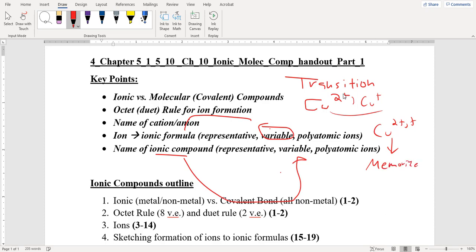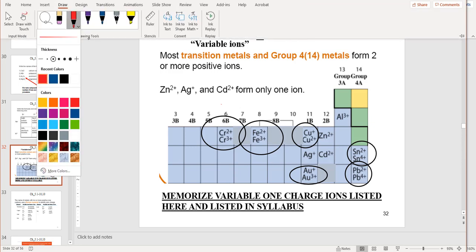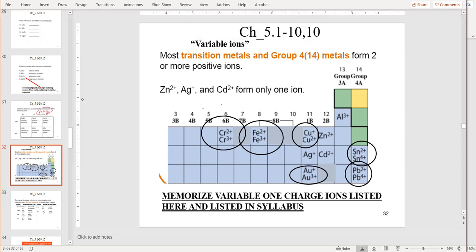So just as you had to memorize the polyatomic ions, you have to memorize the variable ions. There's two places you need to memorize. The first place is slide 32, and it shows you select variable ions. Notice the distinction between variable ions and single charge ions. So chromium can either be a 2 plus or 3 plus, as opposed to zinc, which, even though it's a transition element or transition metal, only has a single charge always.